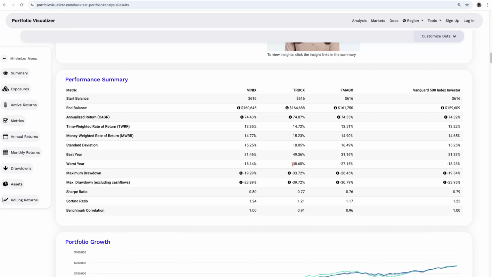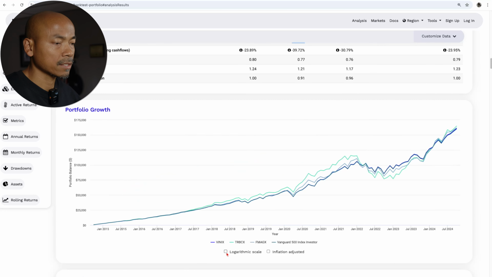The worst year, T. Rowe Price has the worst year, and the second is the Fidelity Magellan. The third one is VINIX. Max drawdown, no surprise there. T. Rowe Price had the highest drawdown. Uncheck the logarithmic scale. And the portfolio growth, you see how they perform graphically.